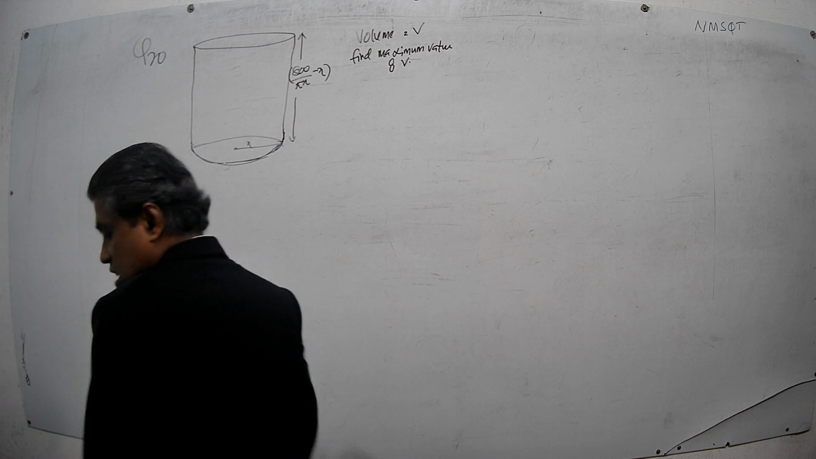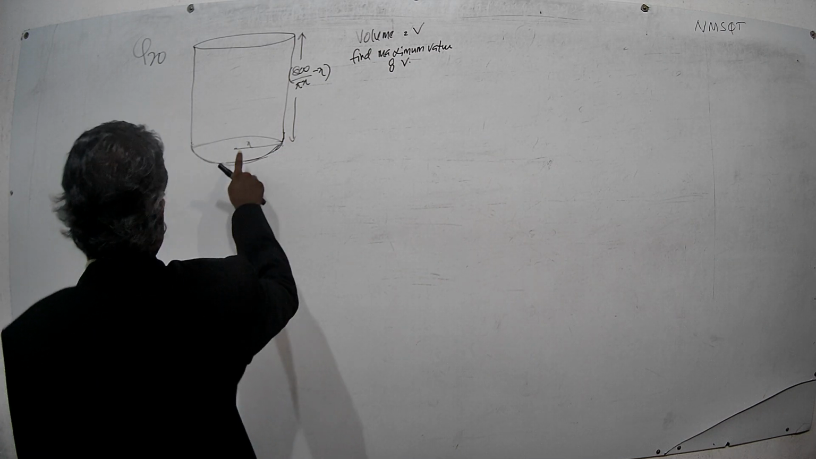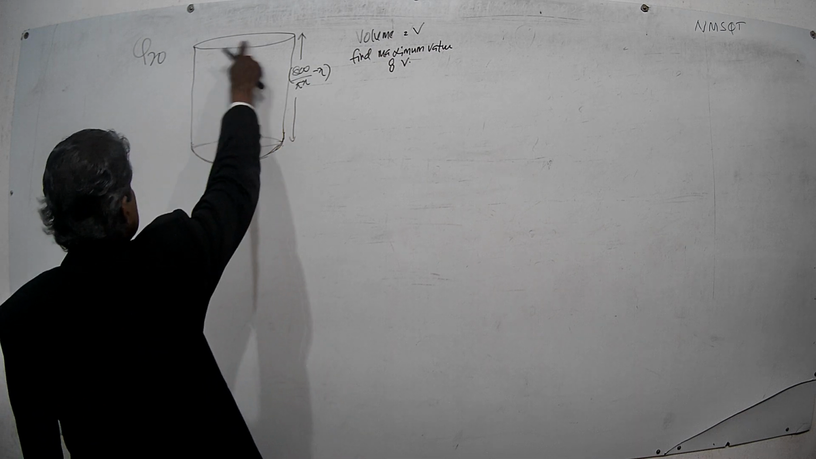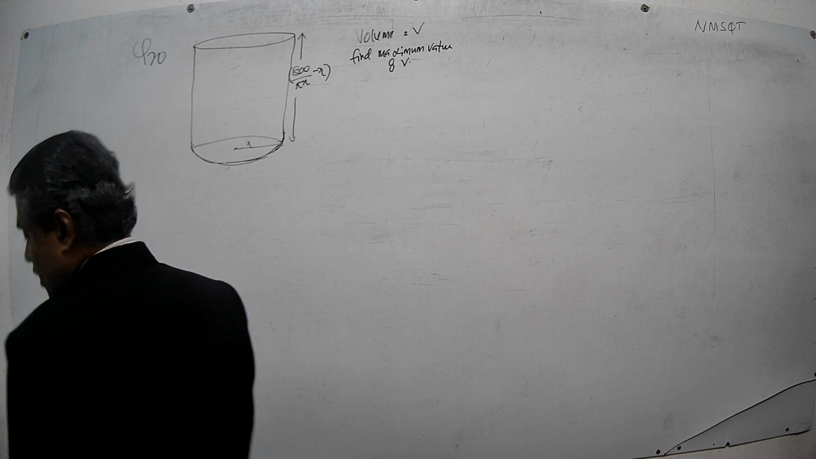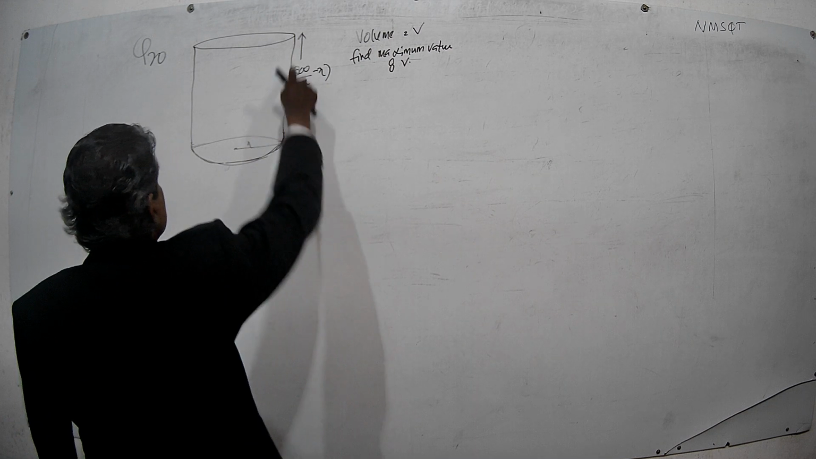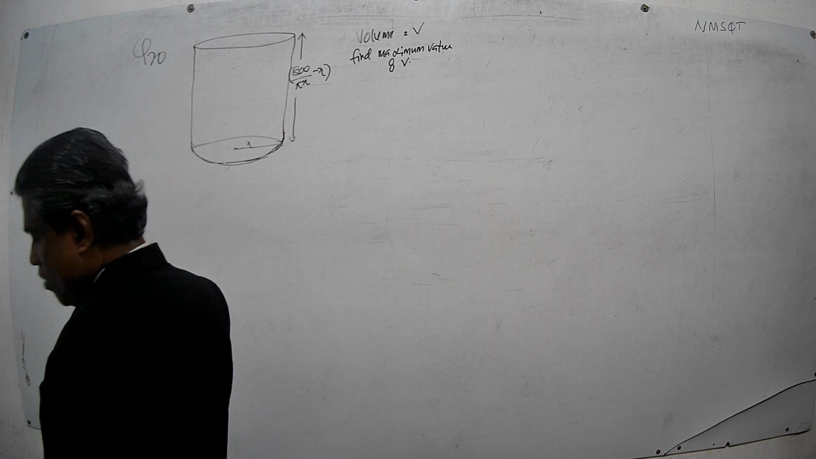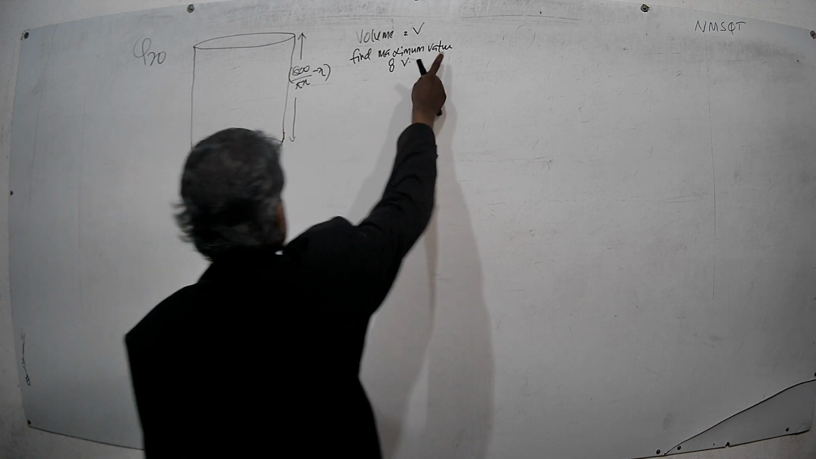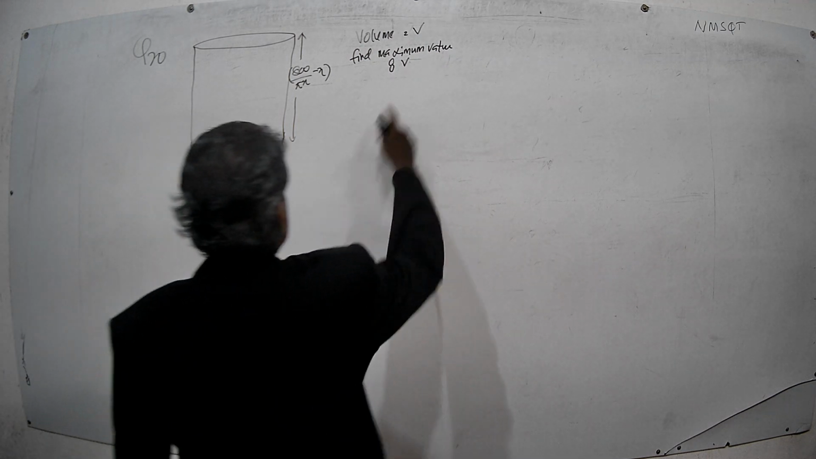Question number 20 says, the radius of the right circular cylinder is x. Here, this is the radius x. Then they say the height of the cylinder is 800 over pi x minus x. Then they ask, the volume of the cylinder is V. We are asked to find the maximum value of V.